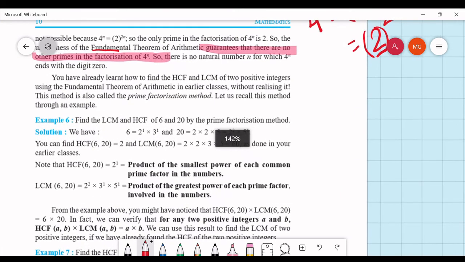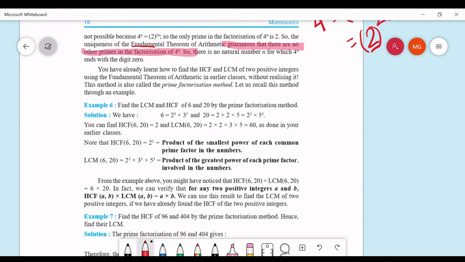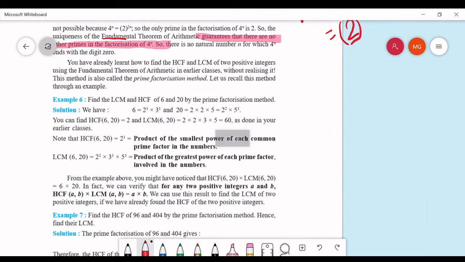Now next is example number 6. Just look at this example very carefully. You will be getting one formula here to calculate LCM and HCF of two numbers. Find the LCM and HCF of 6 and 20 by the prime factorization method. See, in the prime factorization method, you write it in the factors form, right? 6 can be written as 2 to the power 1 multiplied by 3 to the power 1, and 20 can be written as 2 to the power 2 multiplied by 5 to the power 1.